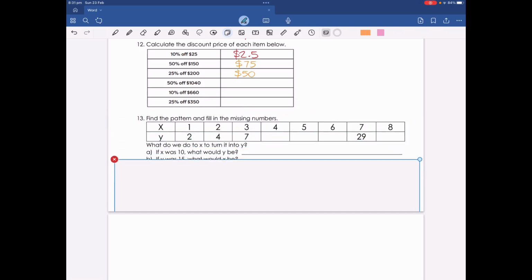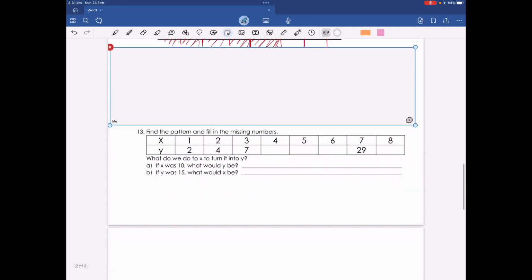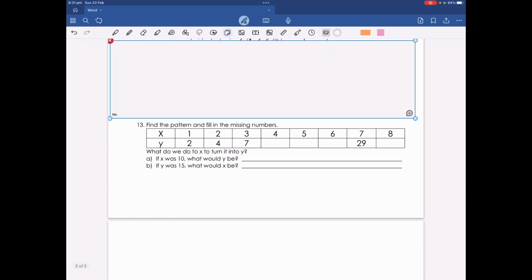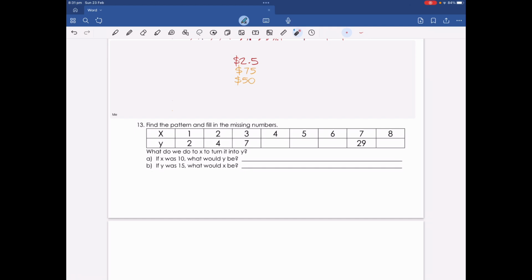Delete. And this is the last question. Huzzah, we've made it again. All right, find the pattern and fill the missing numbers. So, what is my X column? 1 to 8 and Y 2, 4. Okay, we've gone up by 2. It hasn't kept the same. We haven't gone up by 2 here. Have we multiplied by something? Well, the only thing you can multiply 4 with to get 7 is 7 over 4. That's the only thing that would equal 7.